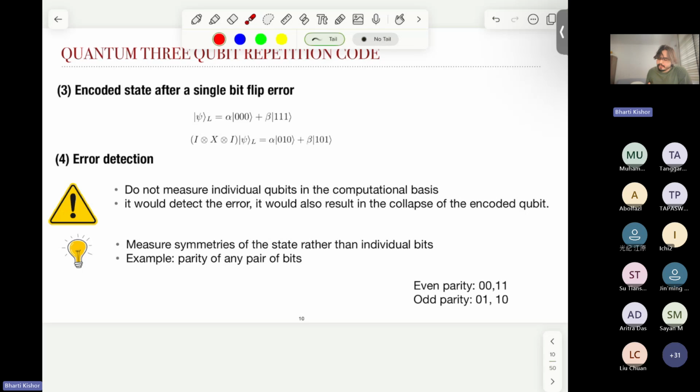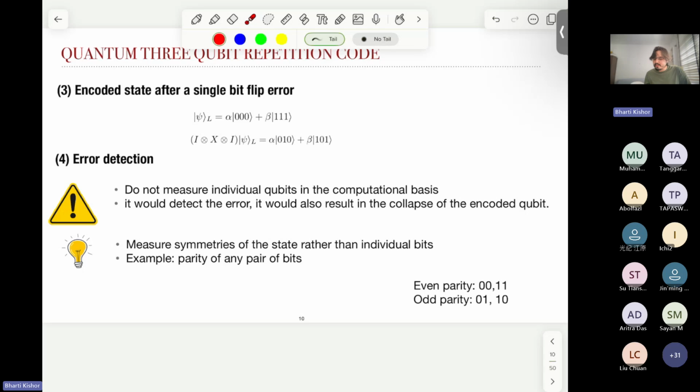At this point, we have to be a bit cautious because the error detection will not proceed the same as in the classical case. In the classical case, we discussed that for error detection, you just look at whether all the bit strings are identical or not. But in the quantum case, you should not measure individual qubits in the computational basis, because even though you will be able to detect the error, it will also result in the collapse of the encoded qubit, and you don't want that. You want to preserve the information.